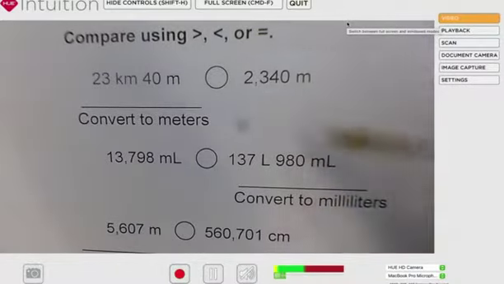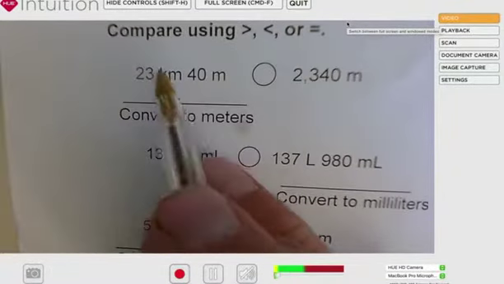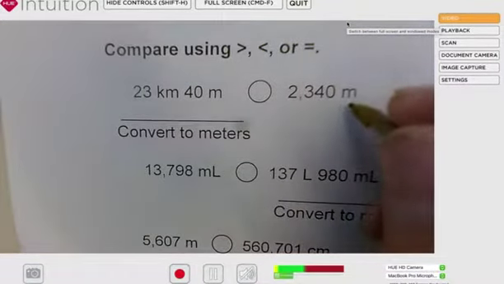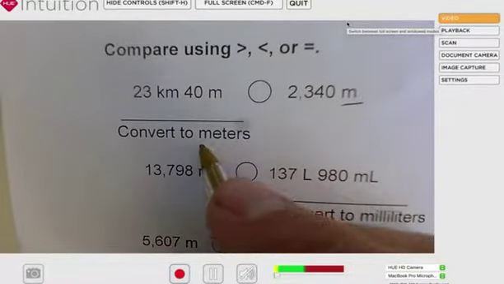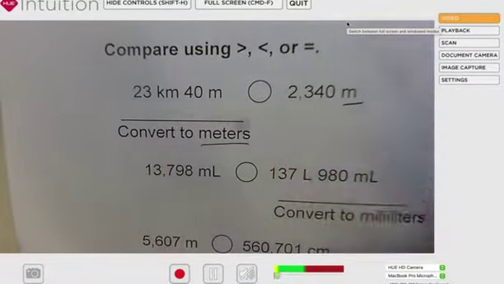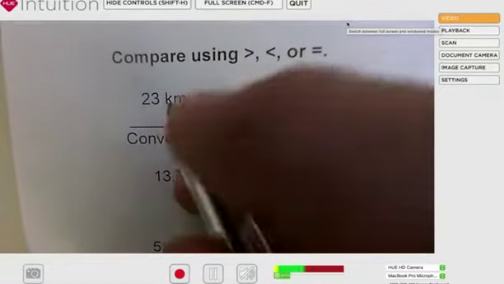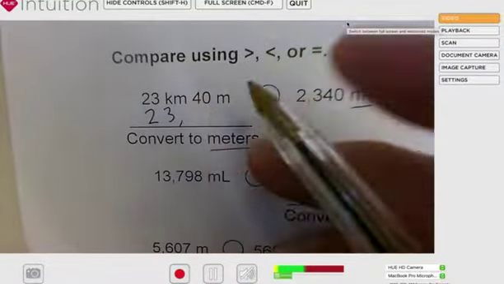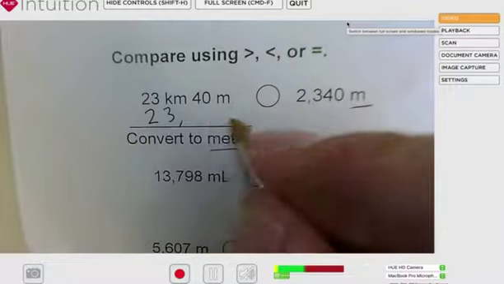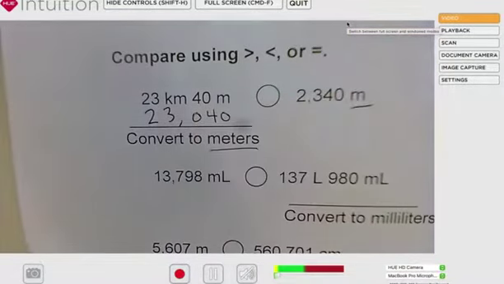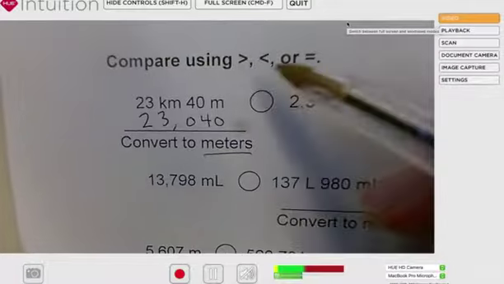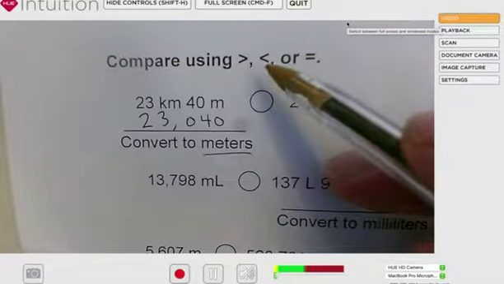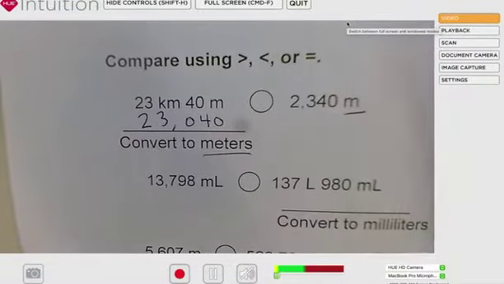So this first chunk right here, it literally says, take this right here and just represent it as meters. That way you're comparing meters to meters, apples to apples. So we'll do the first one together. 23 kilometers is the same as 23,000. And whatever the leftover bits goes here, in the ones period, 40. So now we have 23,040 and 2,340. Put the greater than or less than. Well, I wouldn't put the equal sign if I was you, but whatever.